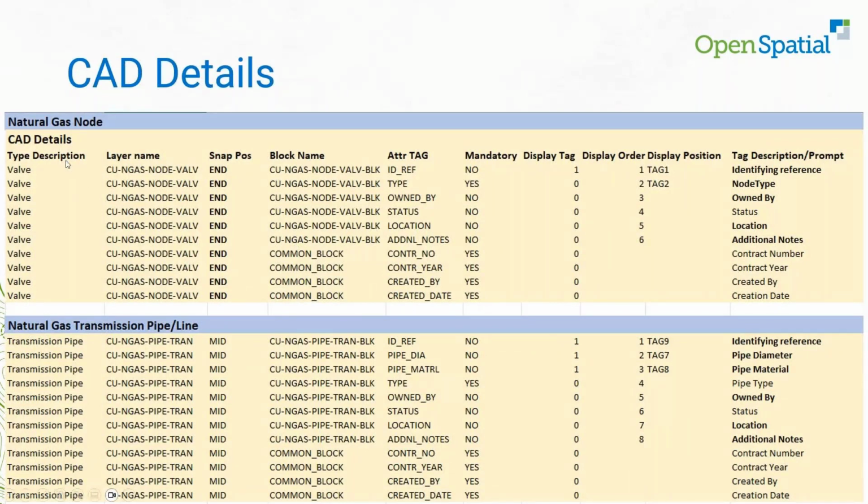So if it's still the same two features, let's say for a natural gas valve, they're going to need a layer name. And so it's one feature. I've just listed them for every column. So it's just one feature, valve. It snaps to the ends. It has a block name of this. It also gets common block information of the contract year. These are mandatory or not.